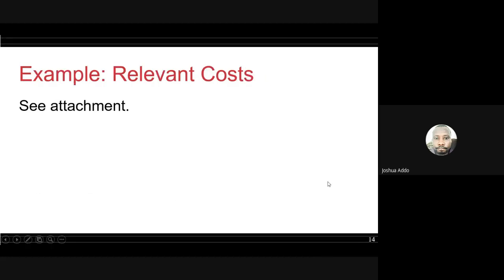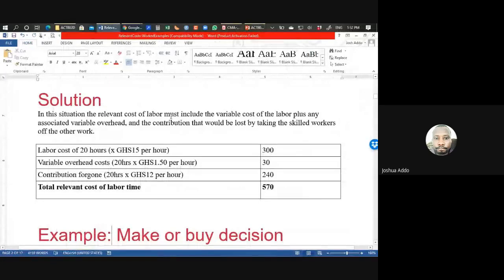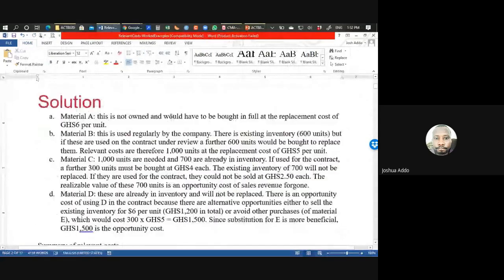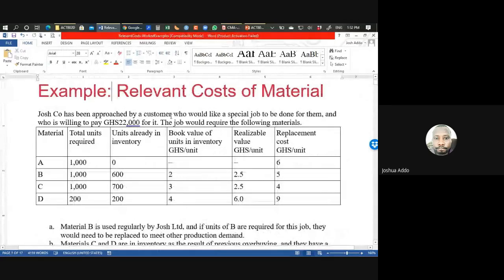So let's see this illustration. Relevant cost of material. When we exhaust this, we will break the lecture here and maybe do a follow-up lecture. George's company has been approached by a customer who would like a special job to be done for them and who is willing to pay 22 Ghana cedis for the job. The job will require the following materials. Material A, B, C, D. And these are other information about the material.